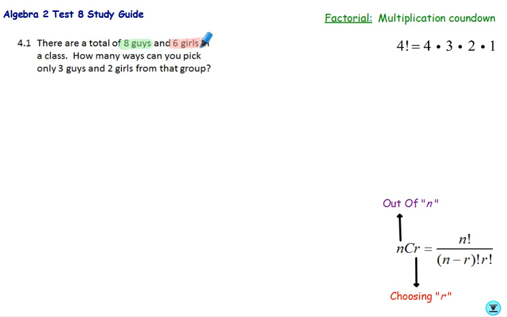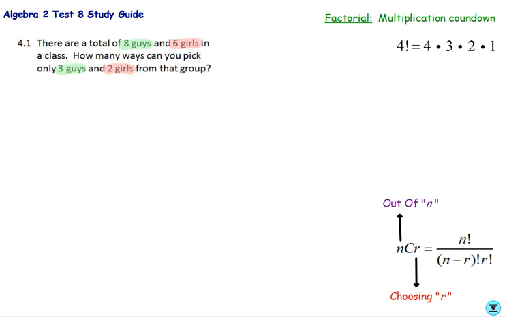But we want to pick a group, right? So we're going to do a smaller group. We're not going to pick all 8 guys to make this group. We actually only want 3 guys. And of the 6 girls, we don't want all 6 of them. We just want 2. The idea here is taking a larger group of people and saying, okay, we want to make a smaller group.